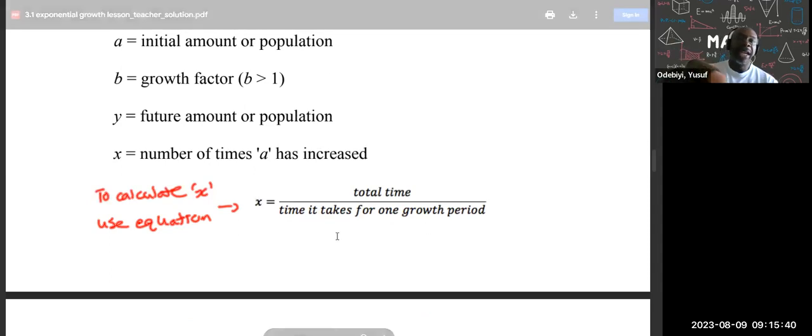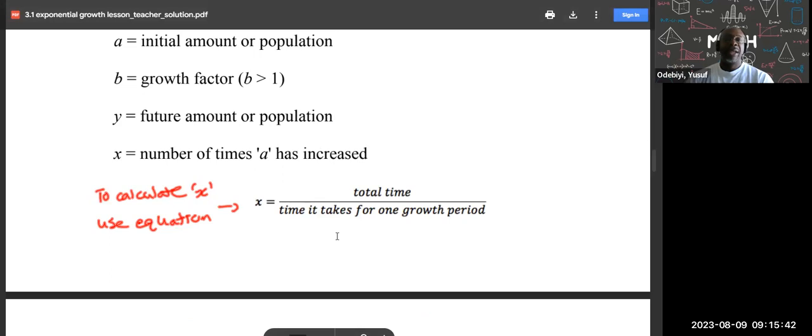So in this case, right, if we say 5 days, okay, let me put it this way. If we want to know y, we want to know the future in, say, 10 days, right? So then our total time would be 10. Our total time is 10, right?